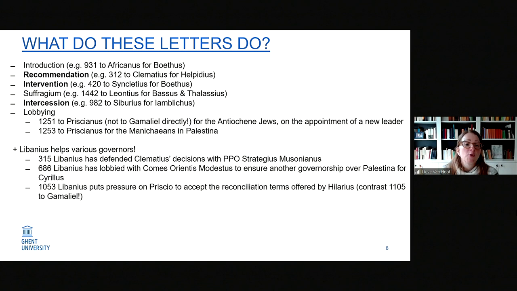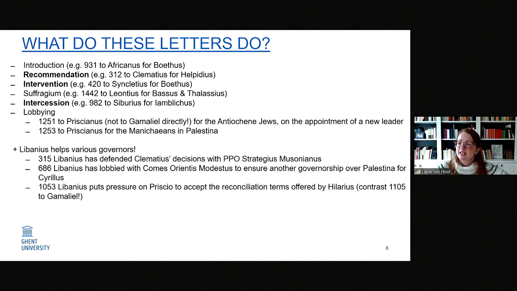Then in bold, which means that there are many of those letters, we have a whole series of recommendation letters. I think these are the most frequent type of letters which Libanius sends to governors of Palestina, where he basically recommends one person to the governor, but in very general terms. So here comes, in this case, Helpidius. Please look kindly upon him.